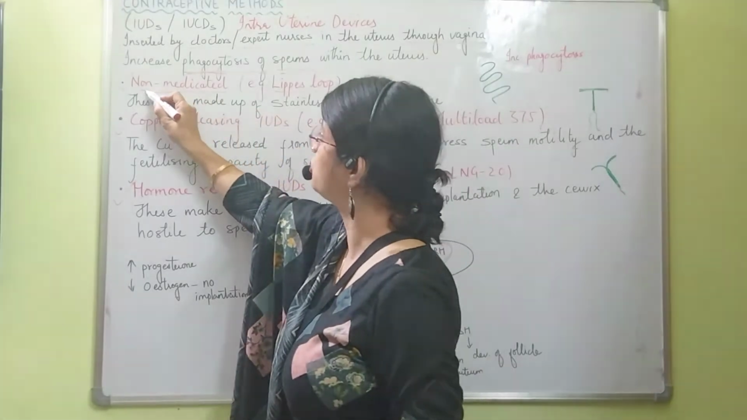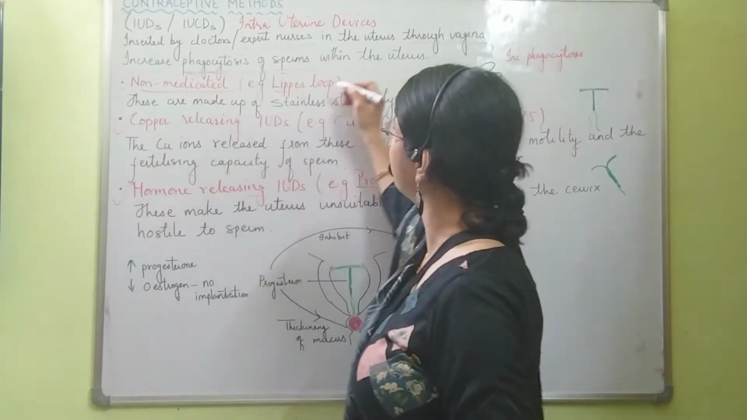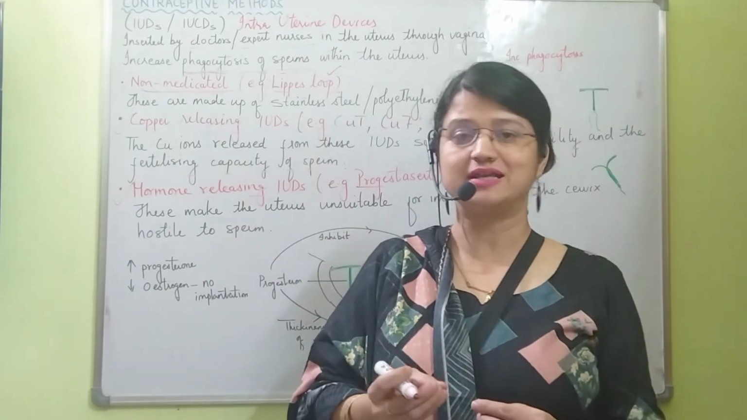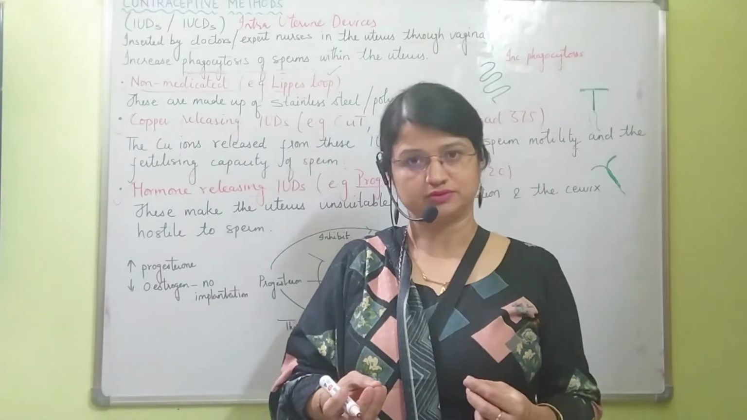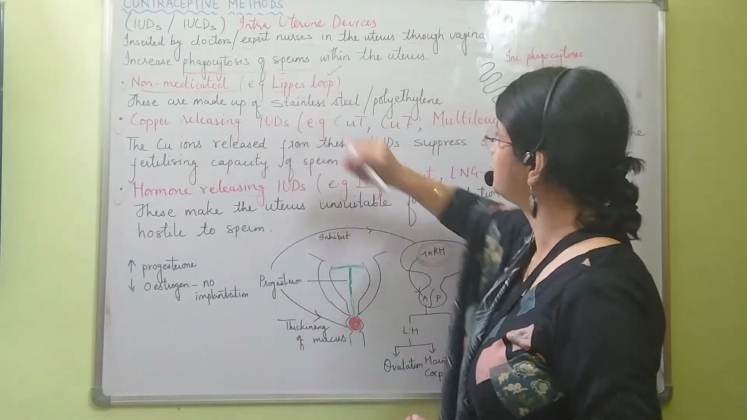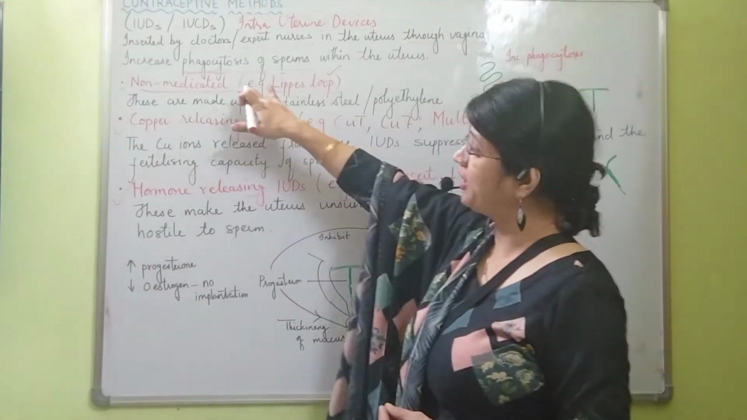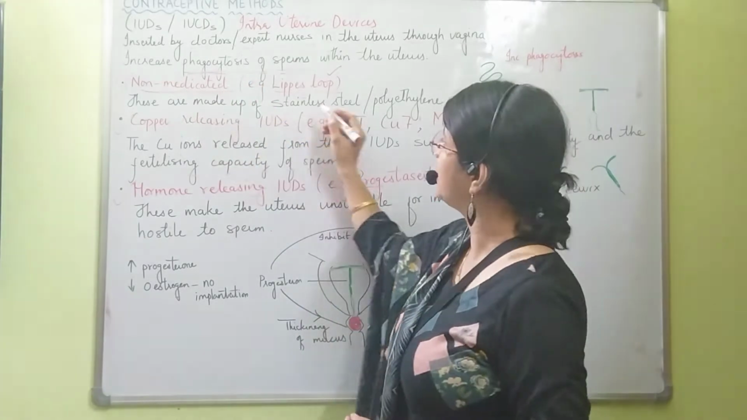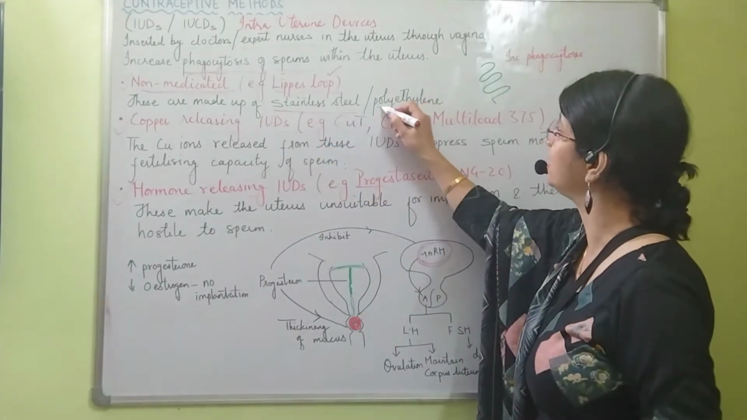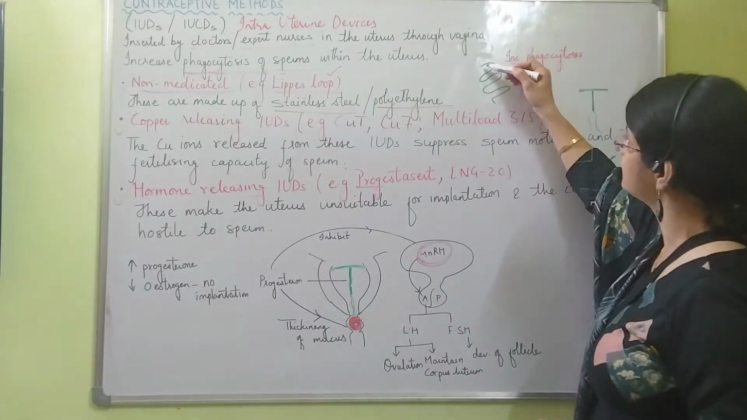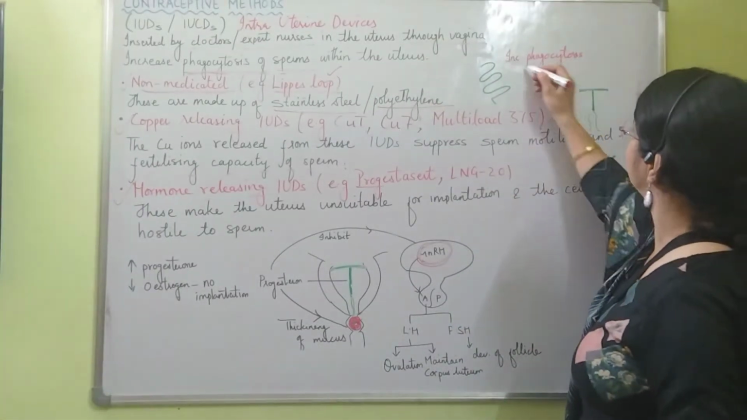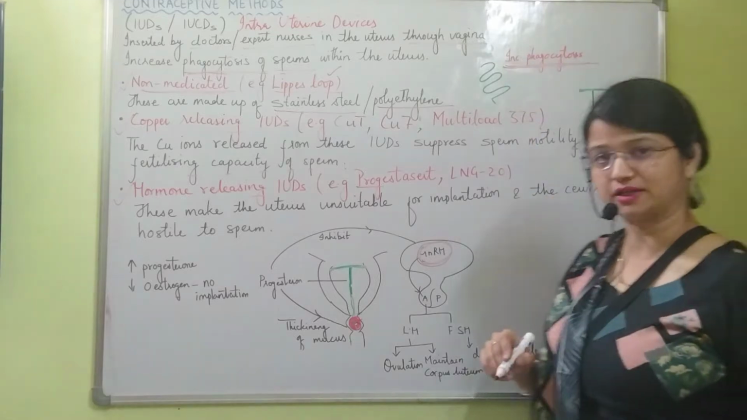The first one is the non-medicated, and the example is Lippes loop. Just remember, the non-medicated type does not release any copper ion or any hormone. Clear? These non-medicated IUCDs are made up of stainless steel or polyethylene. The shape is somewhat like a loop, that's why the name Lippes loop is given. And what they do, they increase phagocytosis.